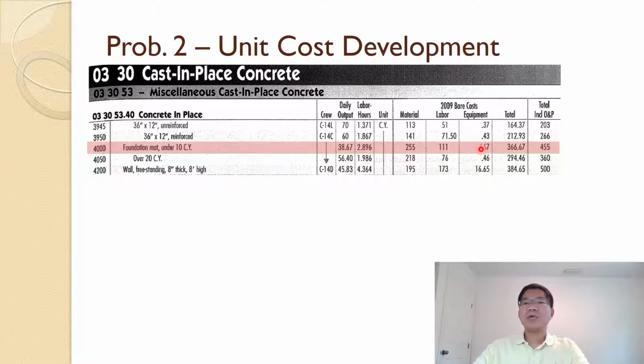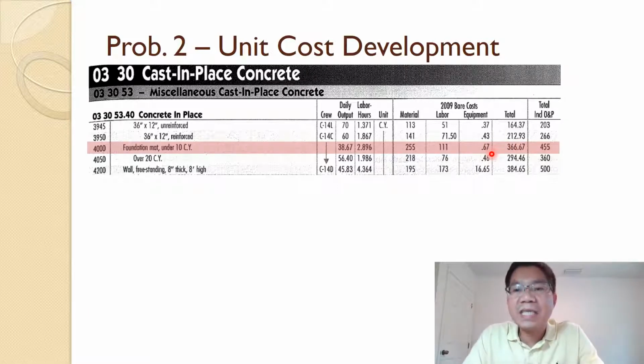And as you can see, you read here, we have material $255 per unit cubic yard, labor $111 per cubic yard. So you have to be able to read that. And then equipment only 67 cents per cubic yard. So the total, just add 255 plus 111 plus 67 cents, you get $366.77 per cubic yard.